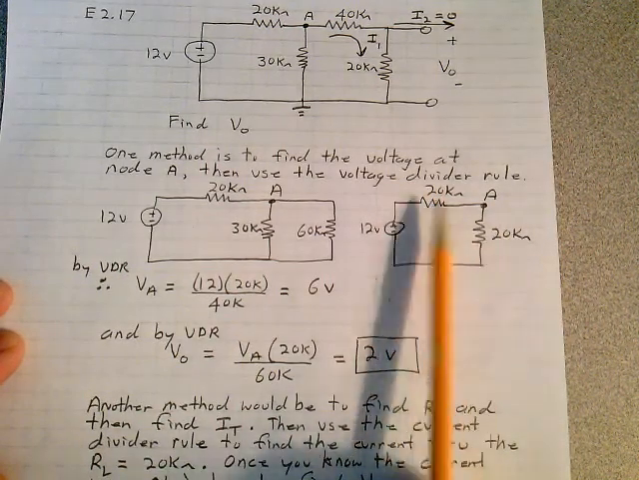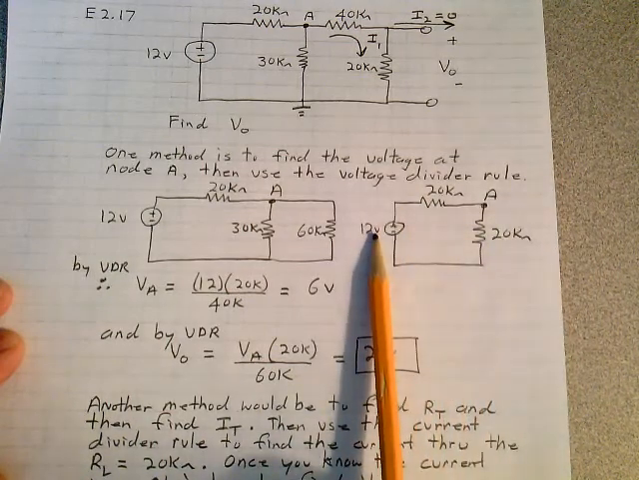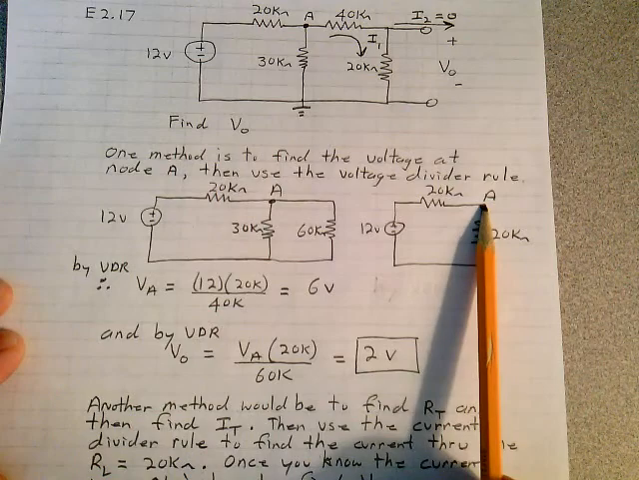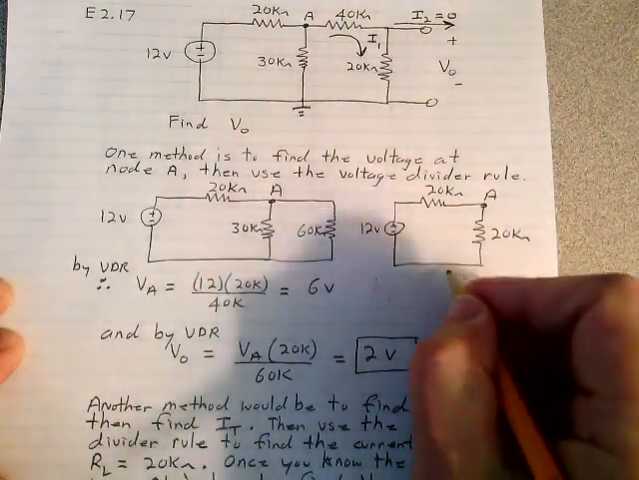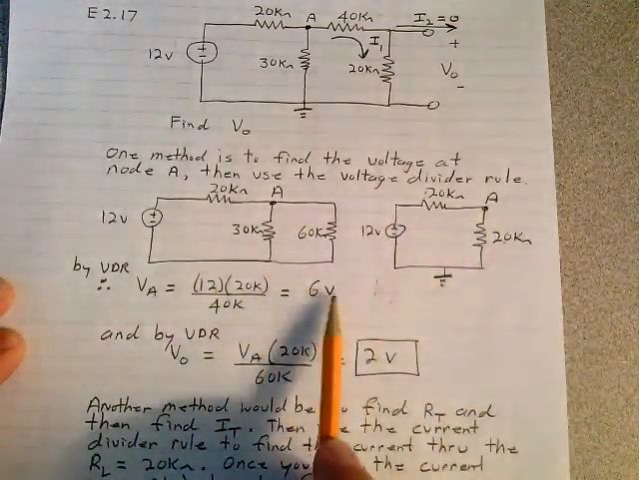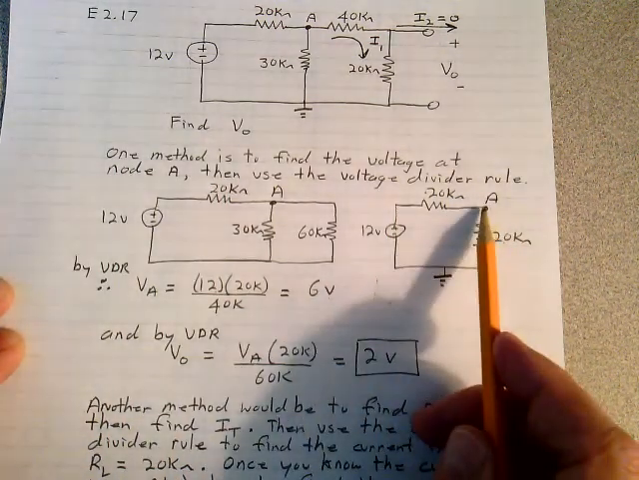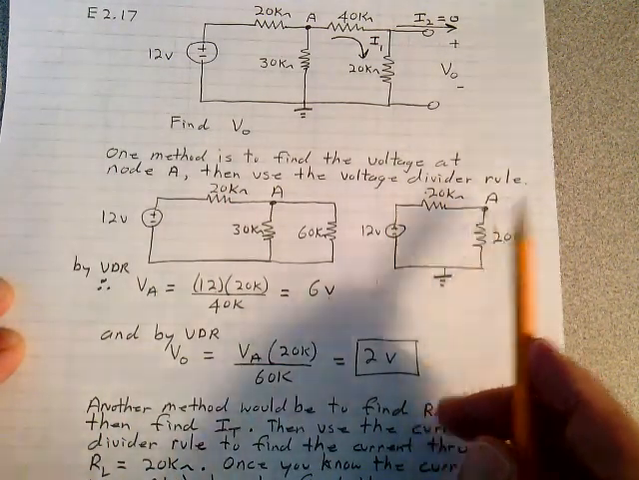Well, we're not interested in the total current here. All you want to do is use the voltage divider rule now. The voltage divider rule says the voltage of point A with respect to this being ground down here is 12 times the 20 divided by the sum of the two. That's 6 volts. So now you have 6 volts at this point, which is really this point.